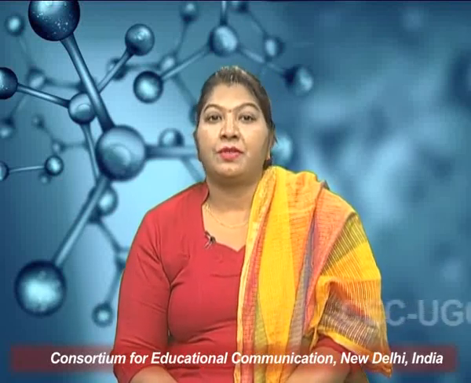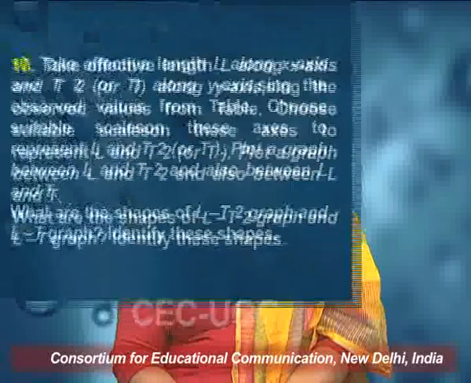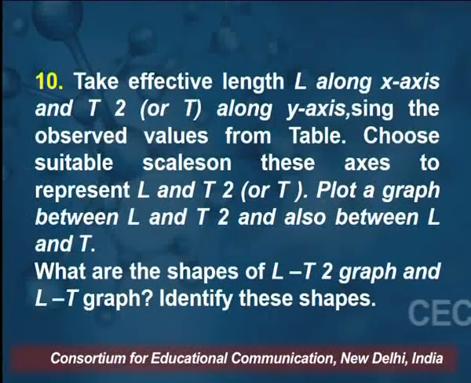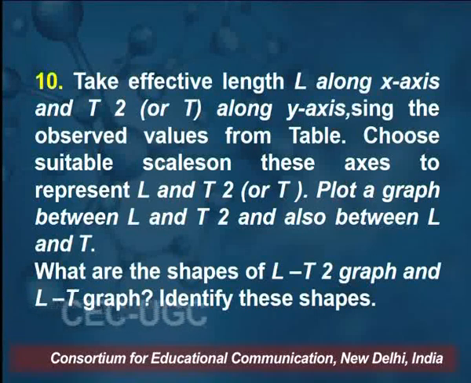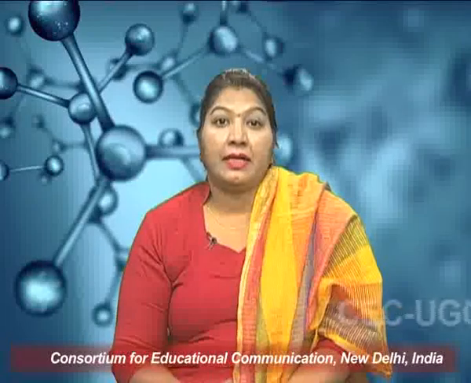Then we record the observations in tabular form with proper units and significant figures. Then we plot a graph between the effective length and T square. We take L on the x-axis and T square on the y-axis from the observation table. Then we plot the graph. Then we can get a straight line.